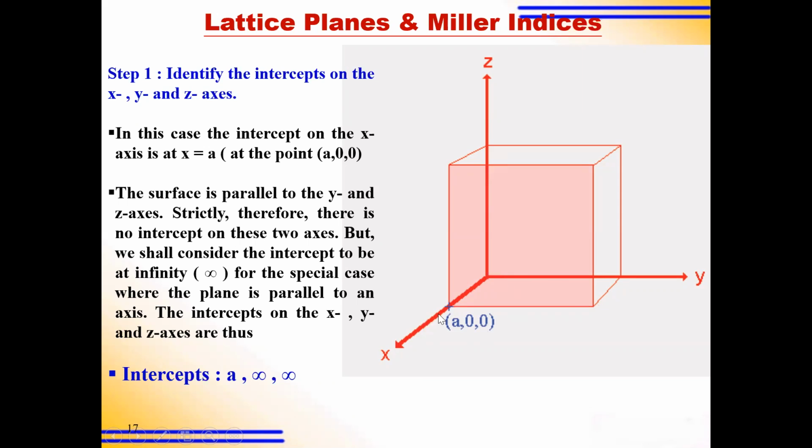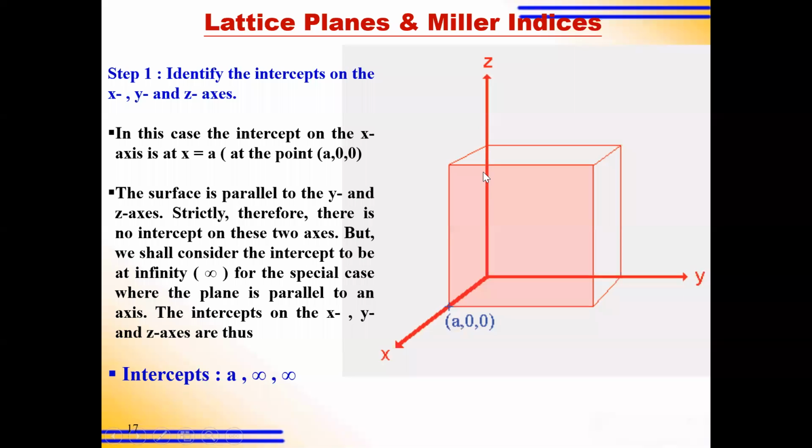आता हा A X axis ला काय झालं, इथे intercept झाला, पण बाकीच्या दोन axis ला तो parallel आहे म्हणून काय 0, 0. So in this case, the intercept on the x-axis at x point, that is A, and the others are 0, at this point will be intercept. But the remaining two axes will be parallel. या axis ला आणि या axis ला तो काय आहे, parallel आहे, हा plane. So therefore A, 0, 0. So the surface is parallel to the y and z axis, and strictly therefore there is no intercept on these two axes. But we shall consider the intercept to be infinite.